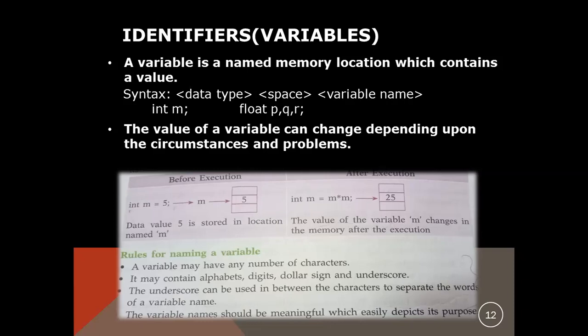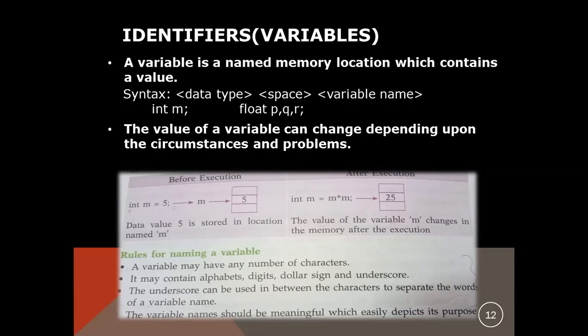There are a few rules for naming a variable which are as follows. Number 1, a variable may have any number of characters. That is, a variable name can be with any number of characters. Number 2, it may contain alphabets, digits, dollar sign, and underscore. The underscore can be used in between characters to separate the words of a variable name. Suppose I have a variable name like employee number. Employee and number can be separated by using an underscore. Lastly, the variable name should be meaningful, which easily depicts its purpose.